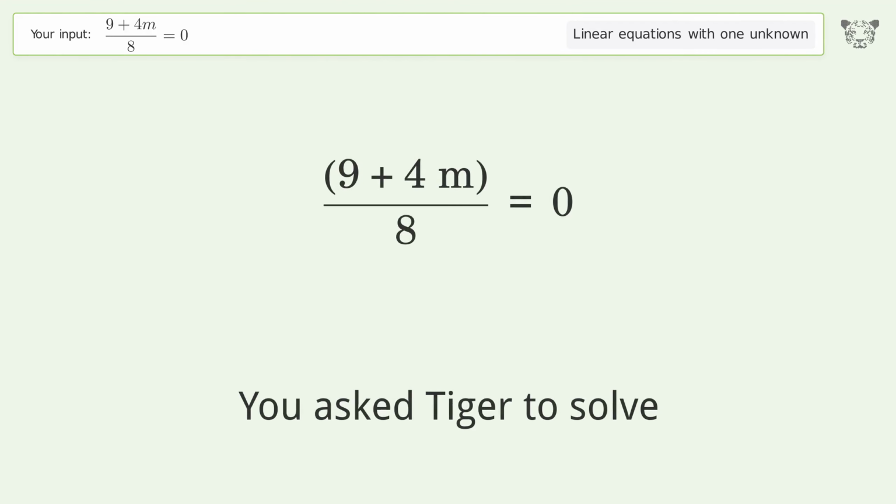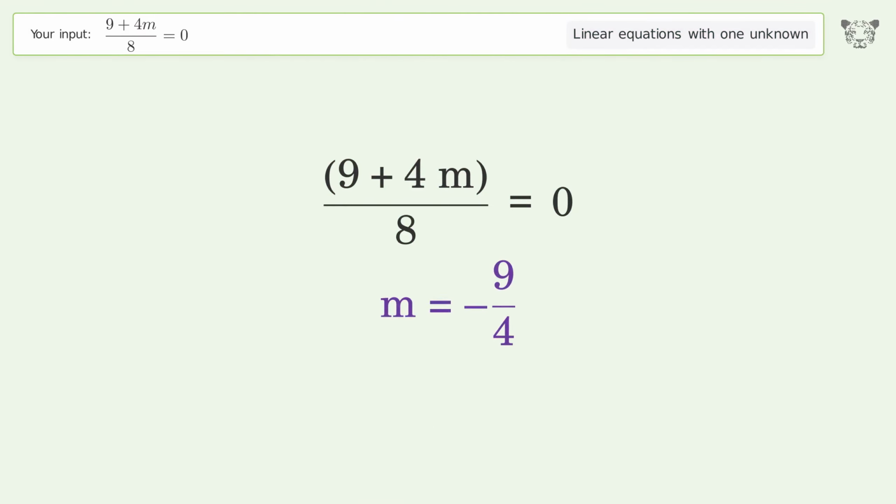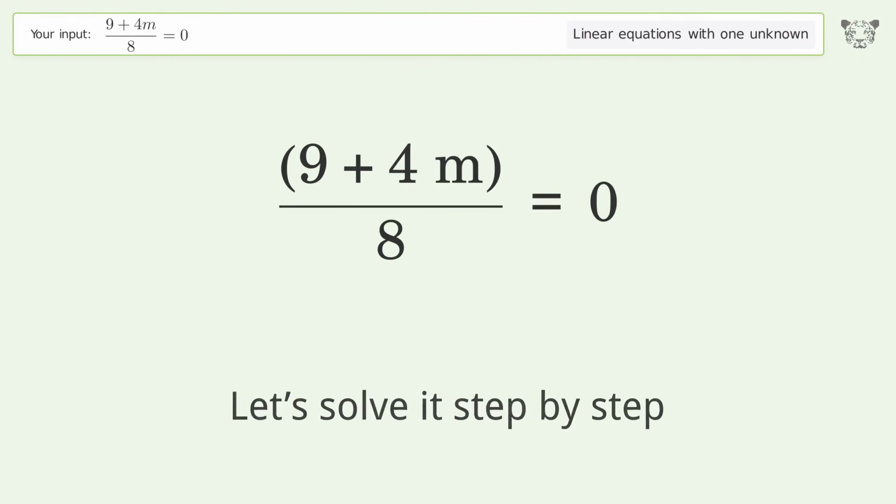You ask to solve this. This deals with linear equations with one unknown. The final result is m equals -9/4. Let's solve it step by step.